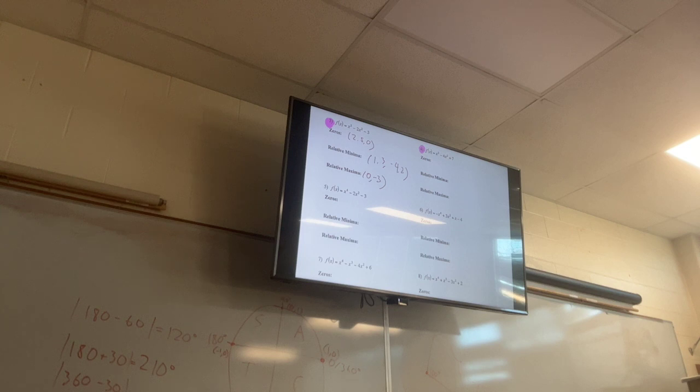Your calculator doesn't actually come up with the right answer. It gets an answer that's really close to the right answer. So you've got to use your brain and extrapolate a little bit.